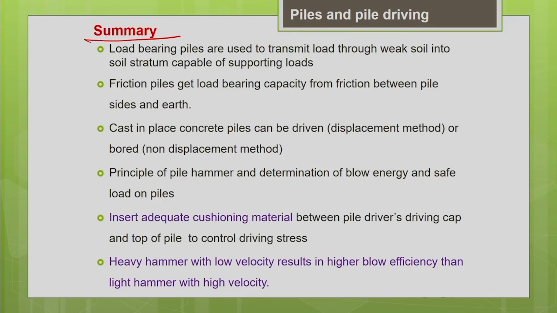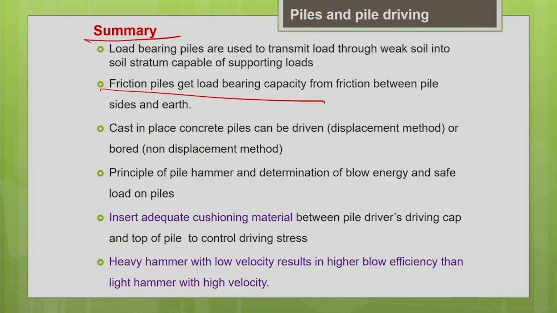Based on load transfer, the load transfer can occur either to the end, then we call it an end bearing pile, or it can be through the friction between the surface of the pile and the surrounding soil, then we call it a friction pile. Then cast in place concrete piles, based upon the displacement they create to the surrounding soil, we can call it a displacement method, or a non-displacement method. There are two approaches by which you can go for cast in place concrete pile making. Either you can go for the driving method with hammers, or you can go for the boring method.